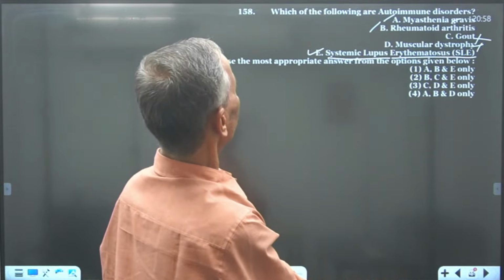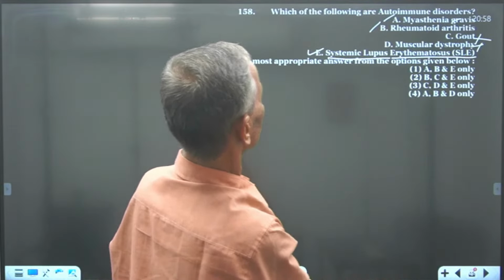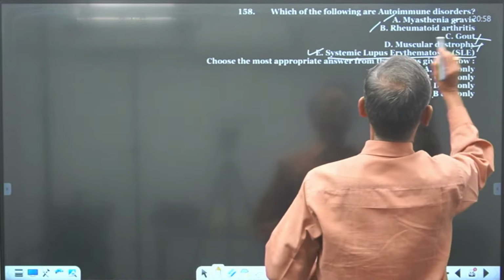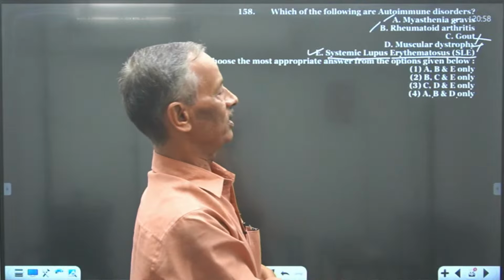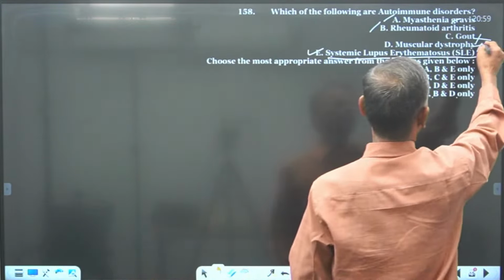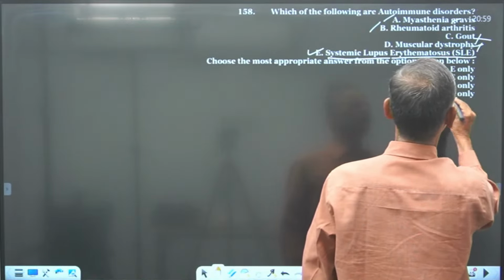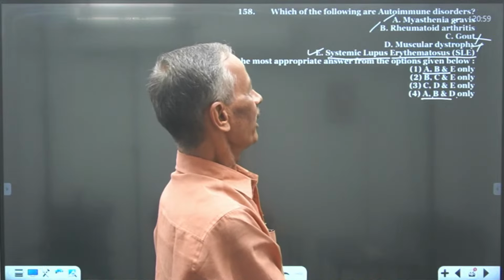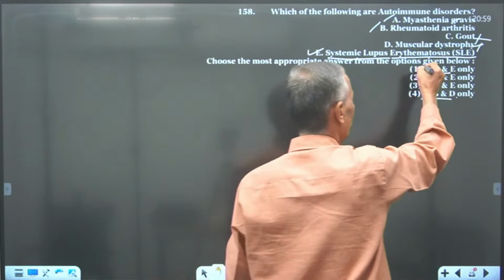So remember that A and B are correct. A and B and D. We know that muscular dystrophy is a genetical disease. So it cannot be. Everybody knows. So the only other option where A, B are present is 1, A, B and D. So immediately you should answer it.